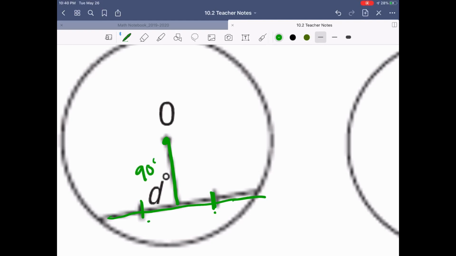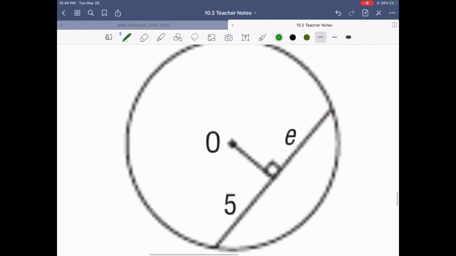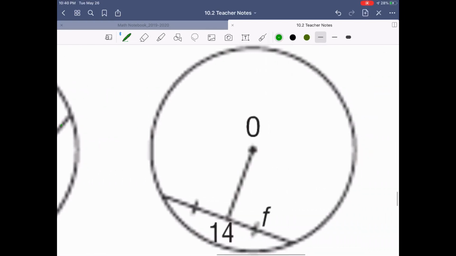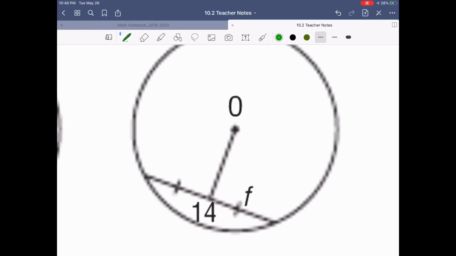Then that means this has to be a 90-degree angle. Okay? And then, so if you have a 90-degree angle, you know that this line was cut in half. So if this side is 5, that means this side is also 5. And here, if the whole chord is 14, and you have a perpendicular line that cuts it in half, that means F is 7. Okay?